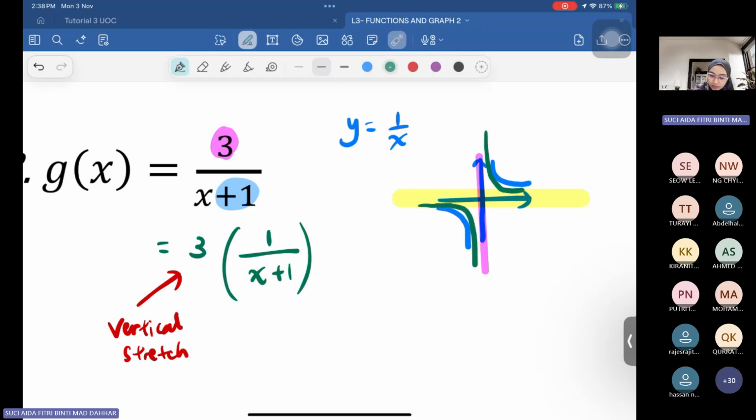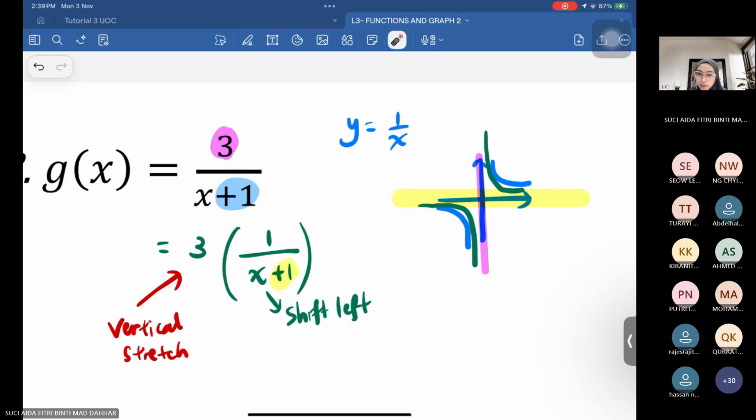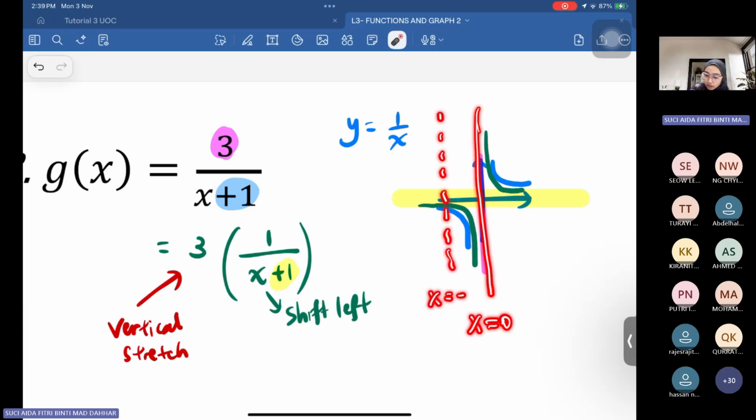Now next, this adding x by 1. What does this do? Adding x by 1 will cause your graph to shift to the left. Good. Now be careful. We need to shift this graph to the left. Would this affect the asymptote? Yes. You shift everything to the left, including your vertical line. This vertical line was at x equals 0. When you shift to the left by 1 unit, where does it go? It goes to x equals -1.